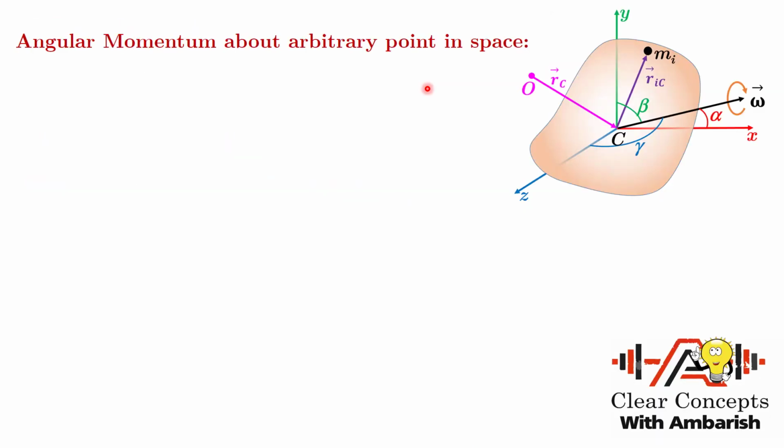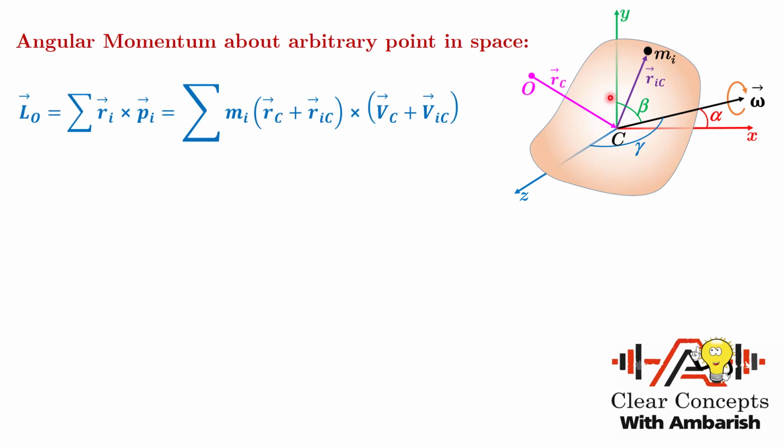So what is the angular momentum about an arbitrary point in space? Let's say O is now some arbitrary point in space, and C is the center of mass of the rigid body, and let's say Rc vector is the position vector of the center of mass with respect to the arbitrary point in space, which is O. Now what is the angular momentum about point O? We can say that L about O is nothing but the sum of Ri cross Pi, where Ri is the position vector of the ith mass with respect to O, and Pi is the linear momentum of the ith mass.